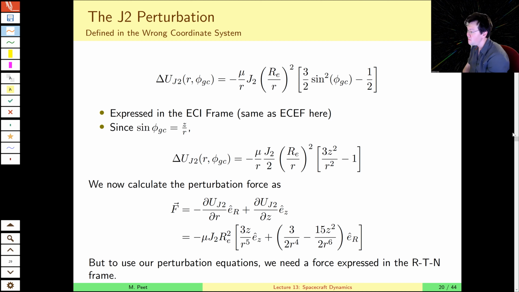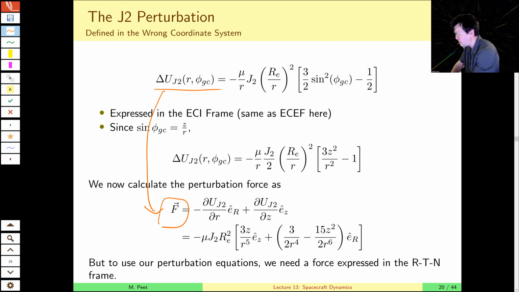Anyway, so we've got our delta U now. So we have the perturbation to the gravitational potential due to J2. And now we're in a position to calculate the effect of that gravitational potential change on force. We want to map that change in gravitational potential to a disturbing force. Right, and how do we do that?